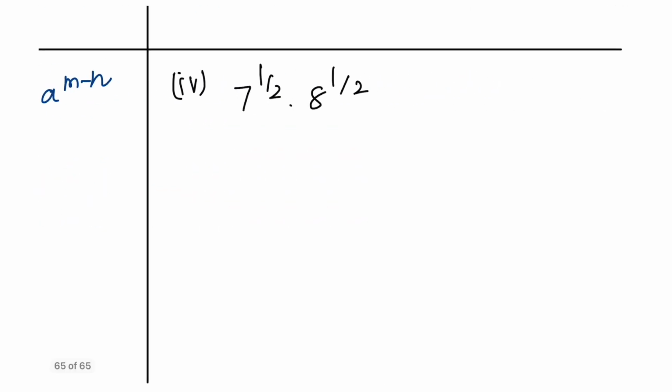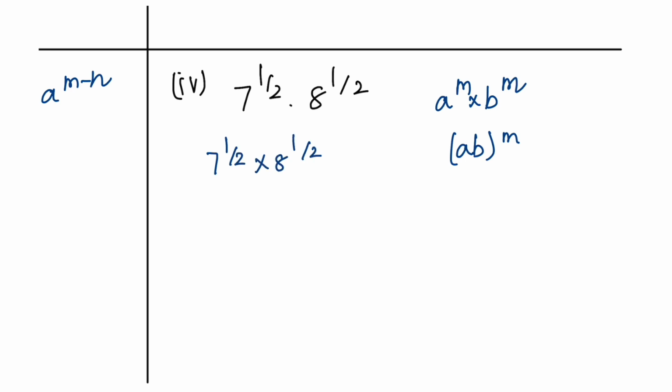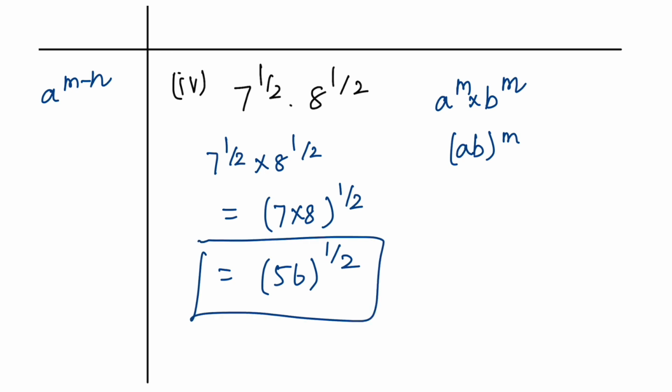Now moving on to the last subdivision, it's 7 power 1 by 2 into 8 power 1 by 2. So it's basically a power m into b power m. So in that case, this also we have seen in the example. So it's just ab the whole power m, right? So 7 power 1 by 2 into 8 power 1 by 2 is equal to 7 into 8 the whole power 1 by 2. So 7 times 8 is 56. So 56 power 1 by 2, and that is the answer to this question.